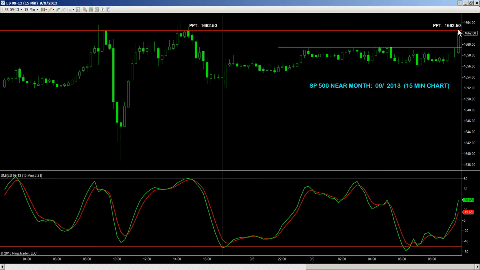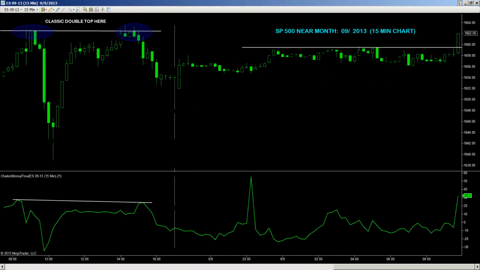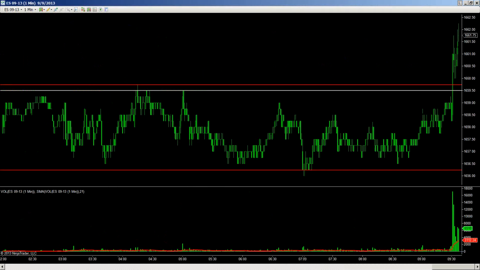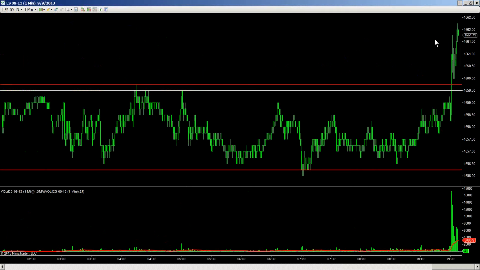Here we have it. 1662, looking for 1662.50. Back to the 1-minute chart, getting closer all the time to 1662.50 on a rally.